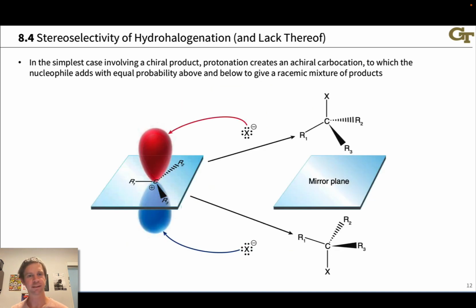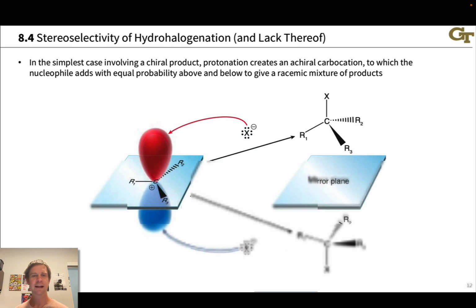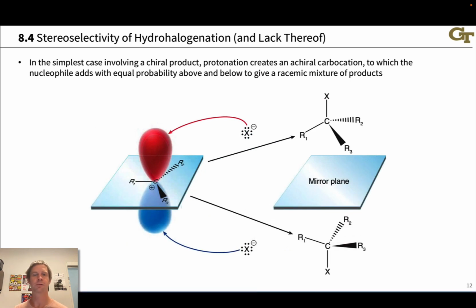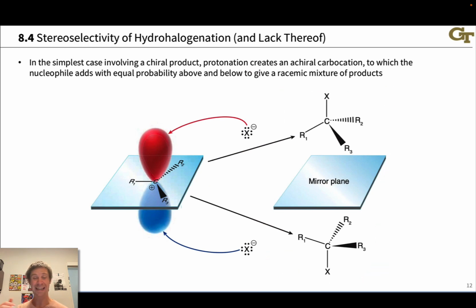This slide shows an even simpler case where we don't even have another stereocenter in the molecule as we did here with the deuterium and hydrogen bearing stereocenter. In the general case of an achiral carbocation, we're going to get a racemic mixture of products, since X- will add with equal probability above and below the plane of this cation, leading to a pair of enantiomers. And the idea here again is we're going to get equal amounts of these enantiomers, in other words, a racemic mixture or racemate of the two possible alkyl halide products.